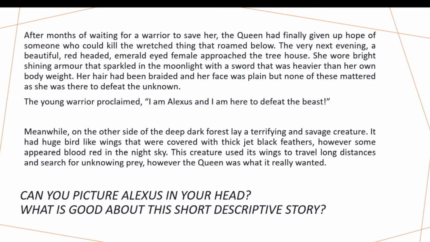After months of waiting for the warrior to save her, the Queen had finally given up hope of someone who could kill the wretched thing that roamed below. The very next evening, a beautiful, red-headed, emerald-eyed female approached the treehouse. She wore a bright shining armour that sparkled in the moonlight, with a sword that was heavier than her own body weight. Her hair had been braided, her face was plain, but none of these mattered, as she was there to defeat the unknown. The young warrior proclaimed, "I am Alexis, and I am here to defeat the beast."